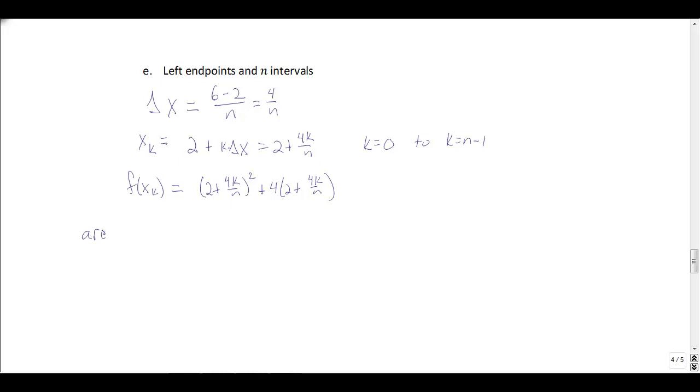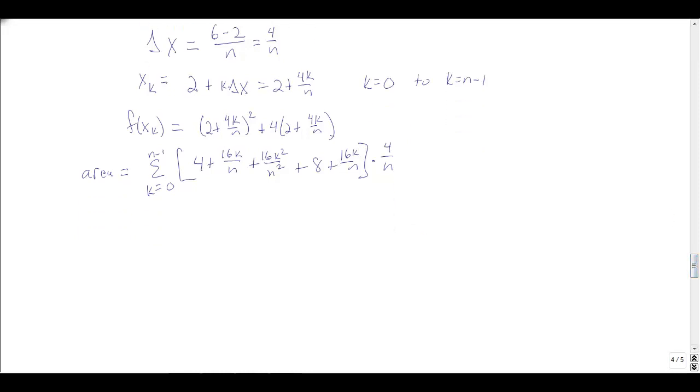And so my area estimate, if I use n intervals and left endpoints, should really be the summation k equals 0 to n minus 1. I'm going to take f of xk, so it's going to be 4 plus 2 times 4 is 8 plus 16k over n plus 16k squared over n squared. I'm going to distribute the 4 here. 4 times 2 is 8. 4 times 4k over n is 16k over n. So this is f of xk. That's the height of the kth rectangle times the width of the kth rectangle, which is 4 over n. So I get this area formula.